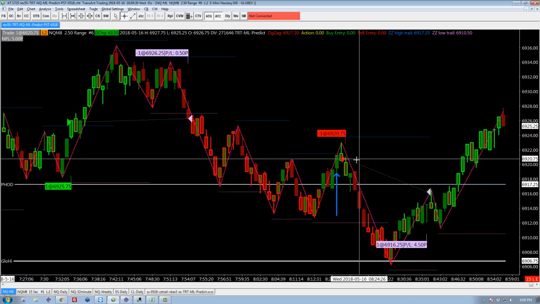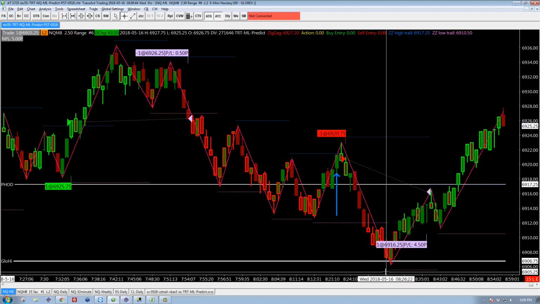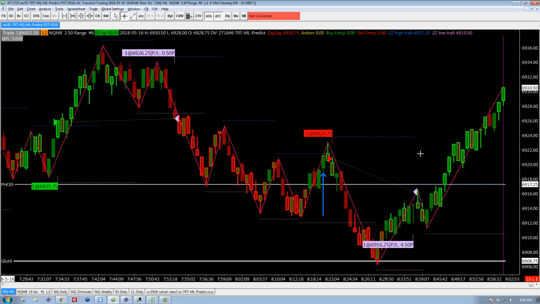What was the total we got? 20.75 to 06. So we got 14 points and then made 4.5. So it gave back the 40 ticks we're trailing by.